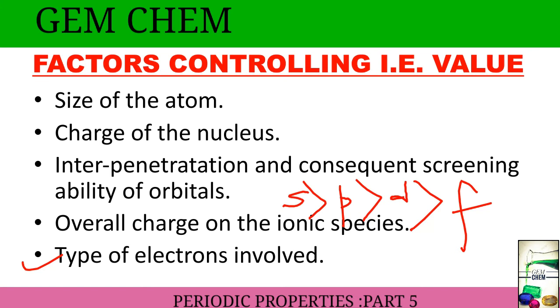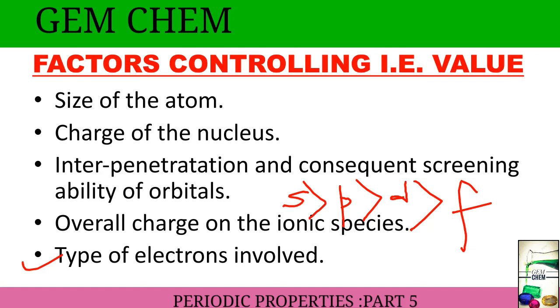Now the type of electron involved, the net force acting on the most loosely bound electron is determined by the nature. A typical case is provided for oxygen and sulfur. Generally a half-filled or fully filled shell corresponds to a stable configuration and hence shows a high IP value. Now we go for the next part.